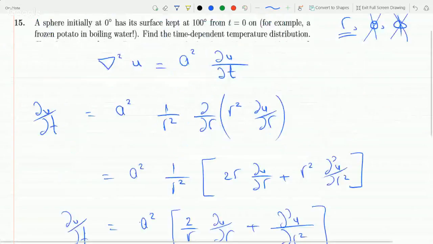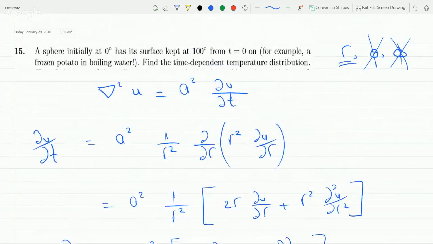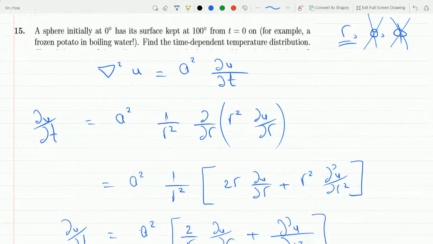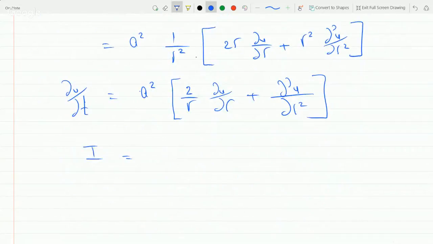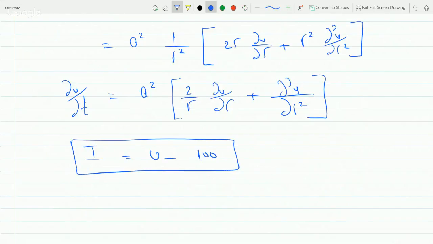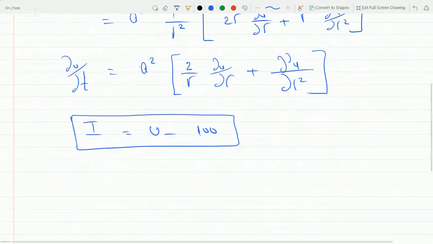Okay, it's probably easier if we scale the temperature down by 100, so we can apply conditions at 0 instead of 100. So what I will do is call I to be u minus 100. So wherever the temperature is 0, it will be minus 100, and whenever it's 100, it will be 0, which would enable me to scale my initial conditions to temperature 0. Okay, and so we're going to be using separation of variables. Of course, 100 is a constant, so the derivatives of I are identical to the derivatives of u.